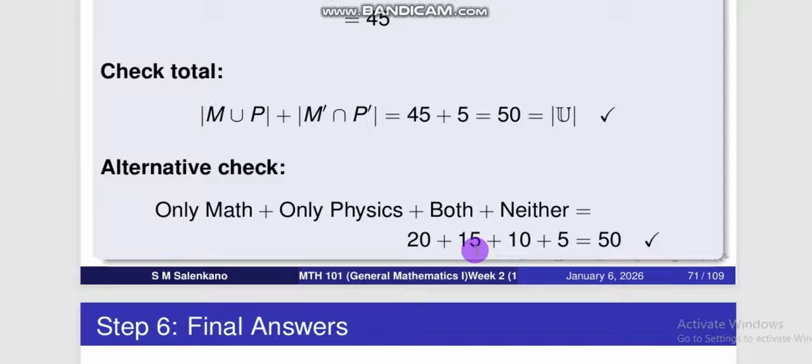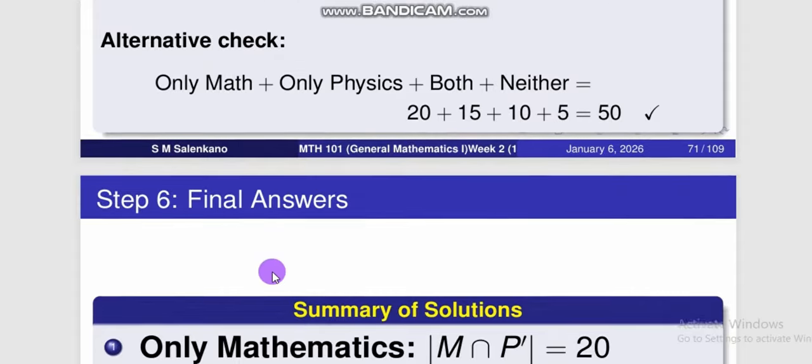Okay, an alternative way of checking, they say alternative check, is you can take only math plus only physics plus both plus neither. This is only math, we got 20, plus only physics we got 15. For both we were given 10. For neither we got 5. If you add all these four numbers together, you are going to have 50, and that is your universal set, right? So we are right.